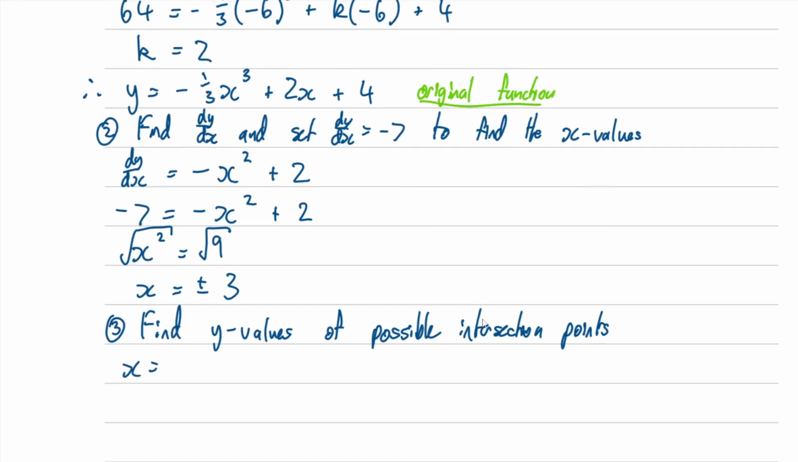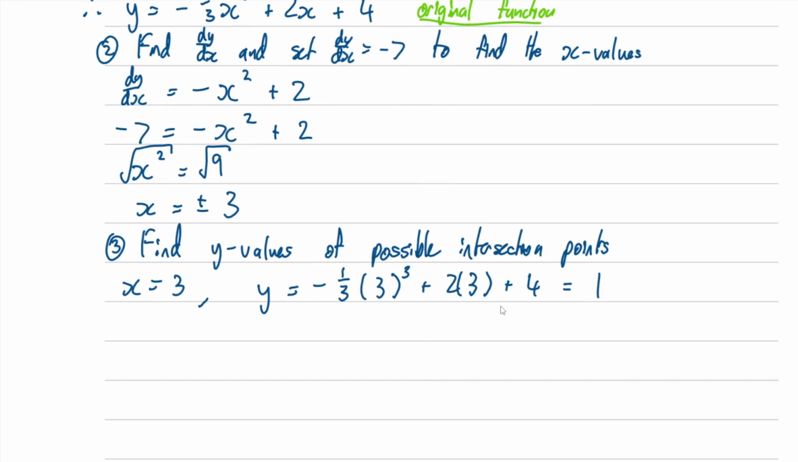So when x is equal to 3, y would be negative a third times 3 cubed plus 2 times 3 plus 4, which should be equal to 1. What's that? 6, 10, 27 negative, yep, equal to 1. So that point would be (3, 1).